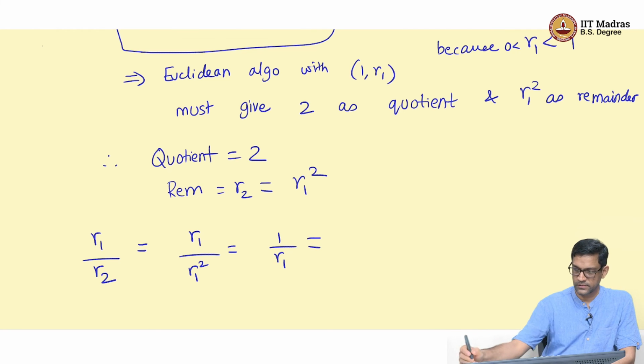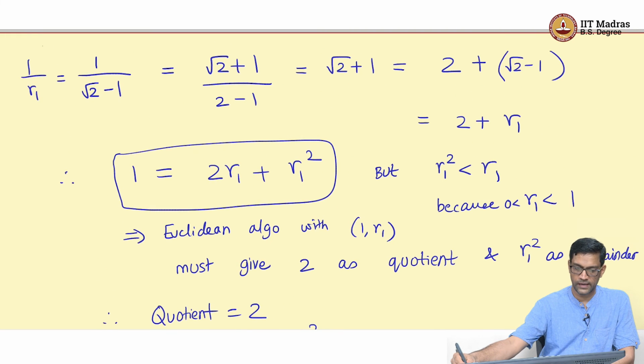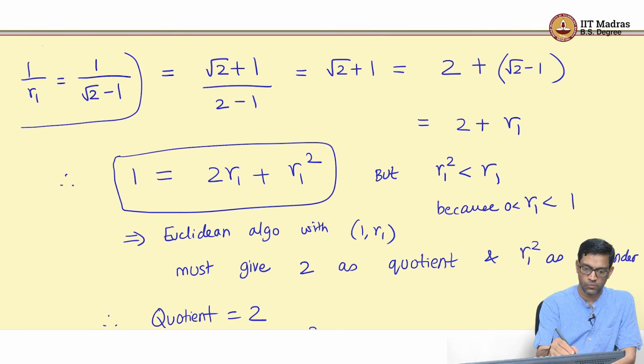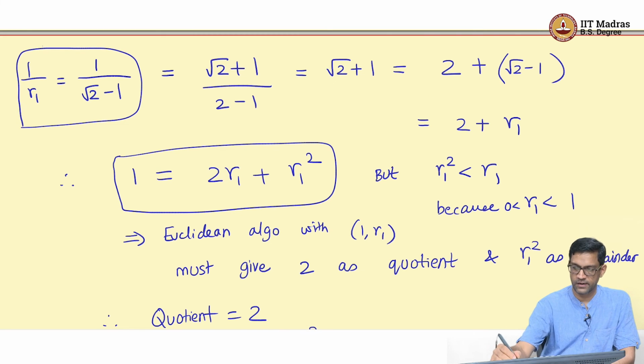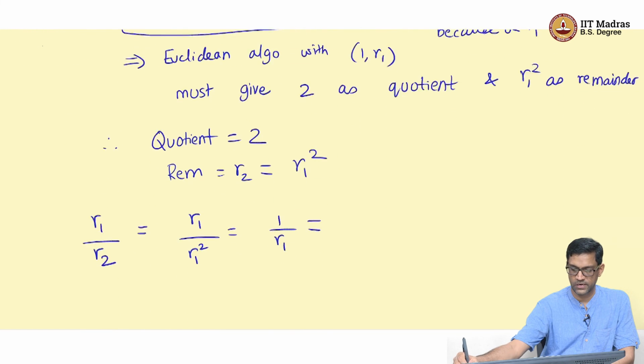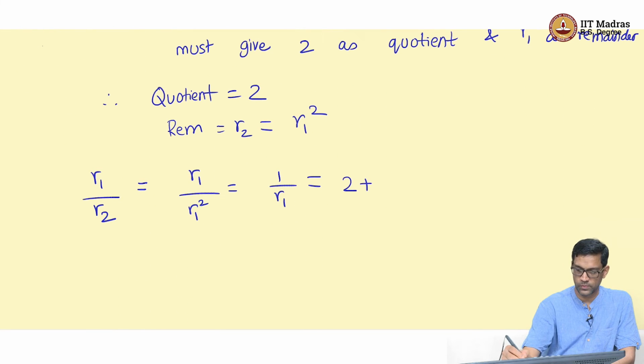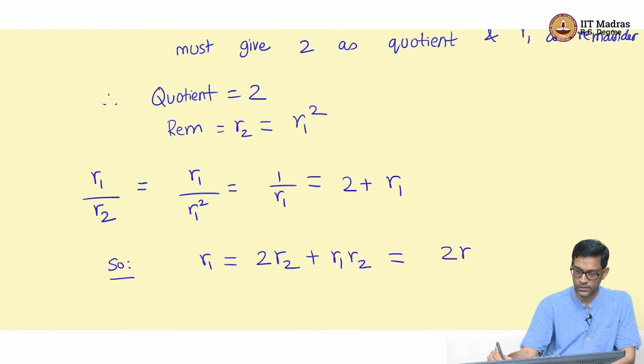So in fact this is just the same equation as before. I already wrote out what 1 by R1 was and expanded it and figured out that the quotient is 2, the whole number is 2, and what is left over is R1. So I already know this is 2 plus R1. So what does that mean? I conclude R1 by R2 is 2 plus R1. In other words, when I do the division algorithm, R1 will give me 2 R2 plus R1 R2. In other words, I get 2 R2 plus R1 cubed.